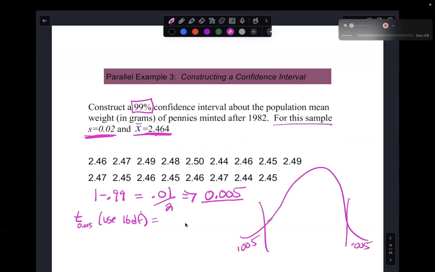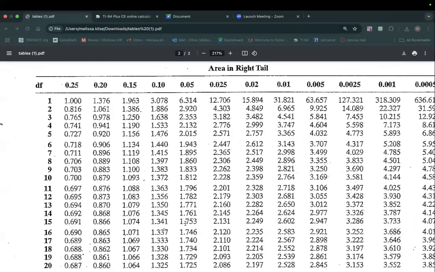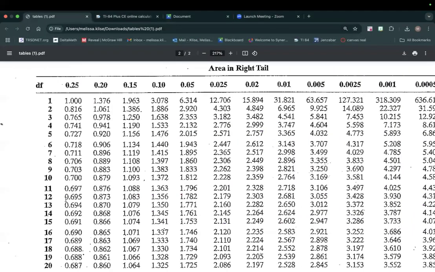Where did you get the 16 from? That's because my sample size is 17. Oh, minus 1. Yeah, minus 1 degrees of freedom. So let me show you. I'm going to go back to my table here. We're going to use 16 because our sample size is 17, and we're looking for 0.005 because this is the area in the tail. So my t-value is right there, 2.921.